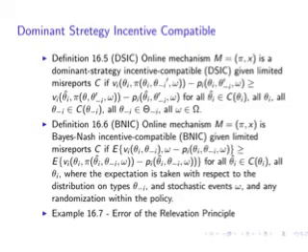BNIC is a weaker solution concept than DSIC because it requires only that truth revelation is the best response when other agents are also truthful, and in expectation, given the distribution on agent types and on stochastic events in the environment.